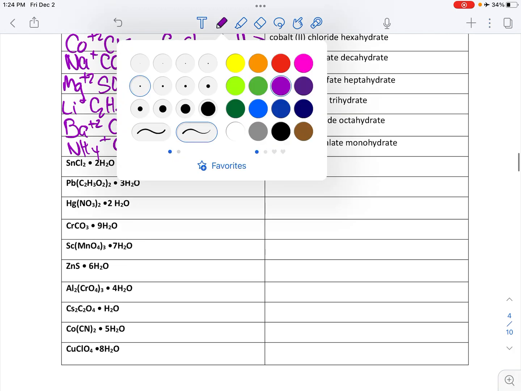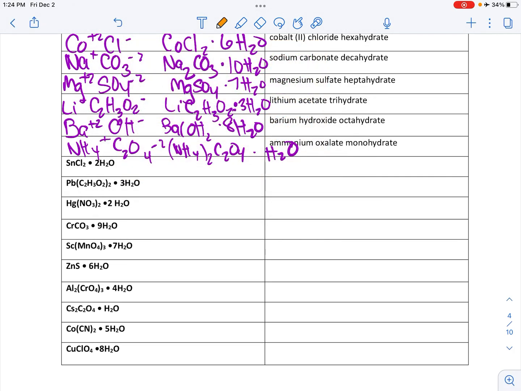All right, now names. This is tin and this is chloride. Tin has multiple oxidation states, so crisscross it back. It's tin 2 chloride dihydrate. This is lead acetate. Lead has more than one oxidation state, so bring it back. Lead 2 acetate. This is a trihydrate.